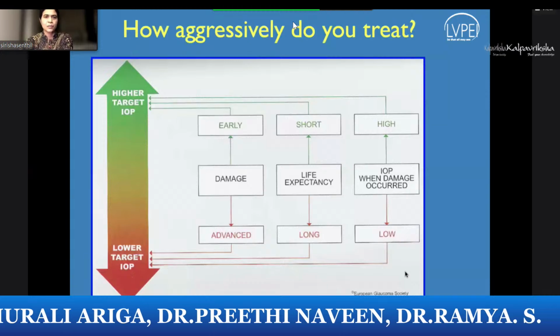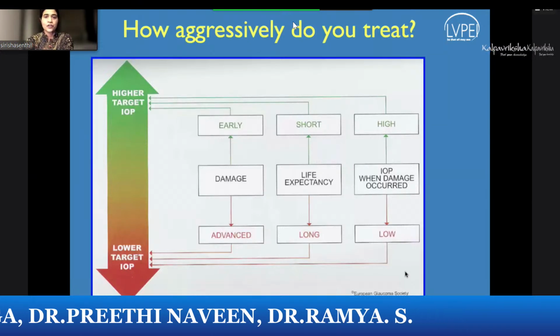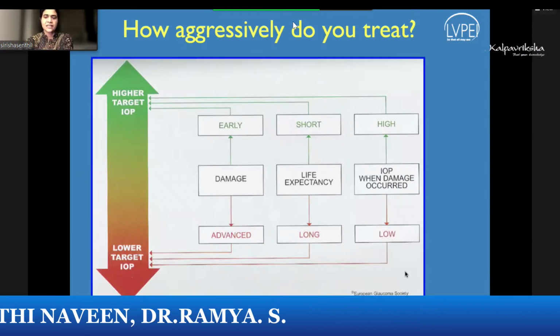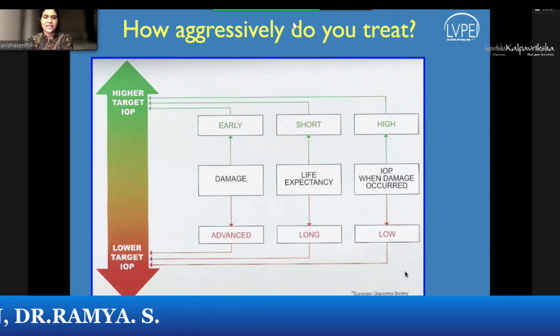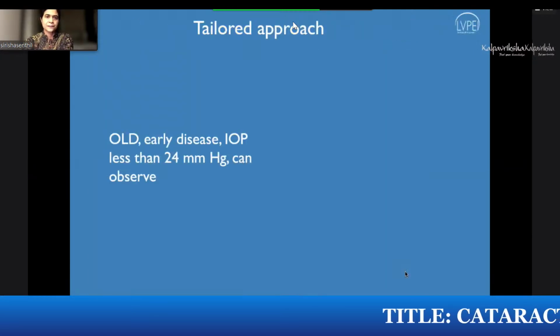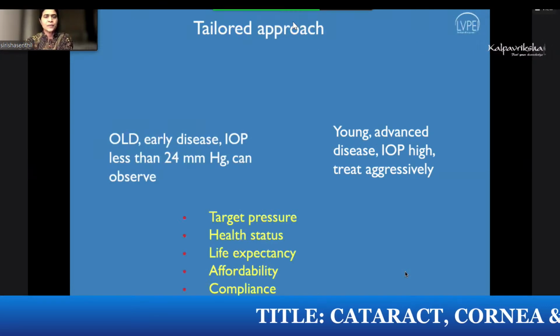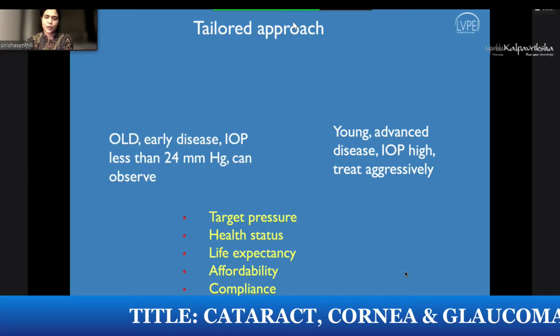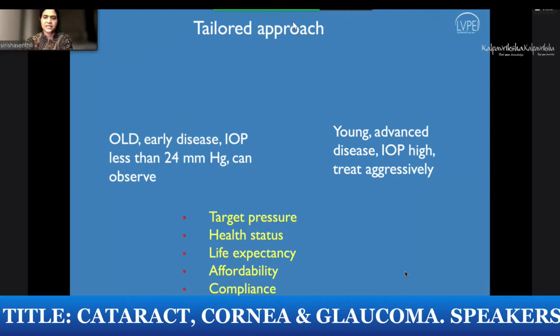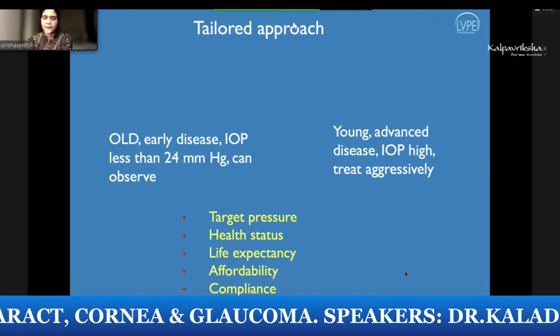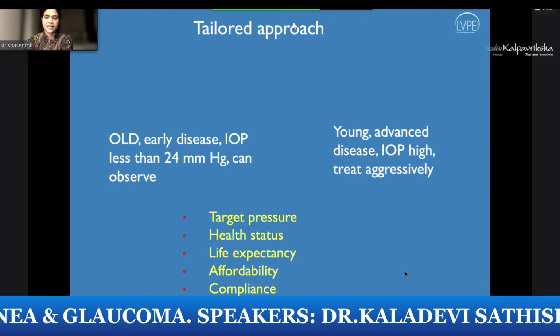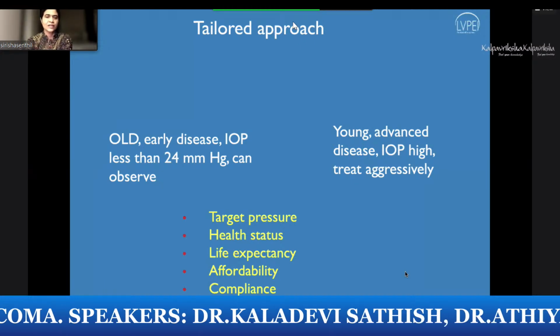It also depends upon the age of onset. If the disease is occurring at a very young age and is an advanced disease, then we may want a lower target intraocular pressure compared to somebody who is elderly and has a very early disease. So it has to be a tailored approach depending upon the target pressure, health status of the patient, life expectancy, and also, most importantly in our country, affordability and compliance.